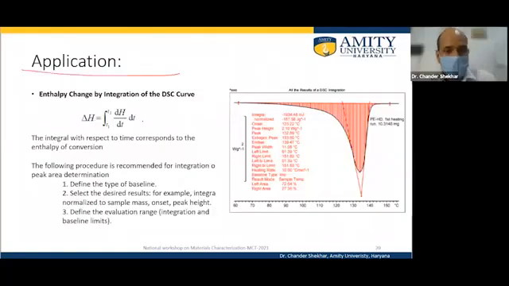So what are the applications? For example, suppose there is an endothermic or exothermic event. We can calculate the total enthalpy change corresponding to a particular event just by integrating the peak from, say, time t1 to t2. We must remember we are integrating with respect to time. The curves which are plotted as a function of temperature must also be integrated as a function of time. So there are various steps: define the baseline and then select the desired temperature and time, then do the integration.